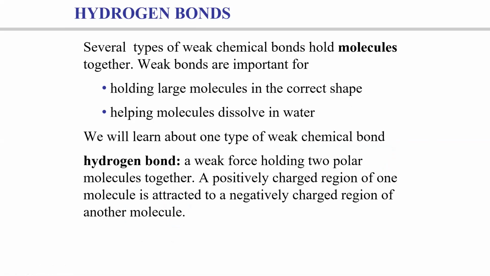Ionic bonds and covalent bonds are the 2 types of bonds that hold atoms together into compounds. However, there are several types of weak chemical bonds that can hold molecules together. These weaker chemical bonds are important for holding larger molecules in the correct shape. They're also important for helping molecules dissolve in water. We're going to talk about one type of weak chemical bond called the hydrogen bond. A hydrogen bond is a weak force that holds 2 polar molecules together. Polar molecules are molecules that have one end with a little bit of positive charge and another end with a little bit of negative charge.